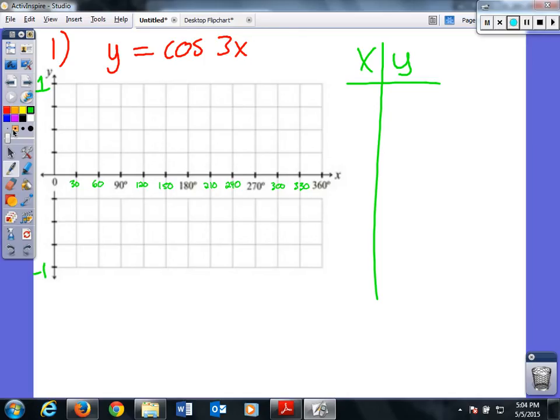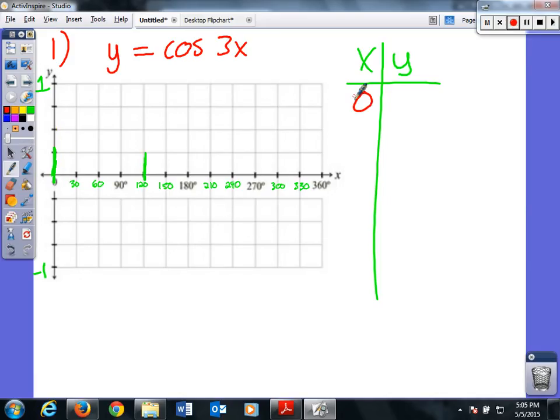So if we have a 3 in front of the x, that's going to tell us that we do 3 cycles in 360 degrees. So that means one cycle is going to be 1/3 of 360. So one cycle will be 120 degrees. So from here to here, we should see one full cycle. All right, let's start plugging stuff in just to check that out.